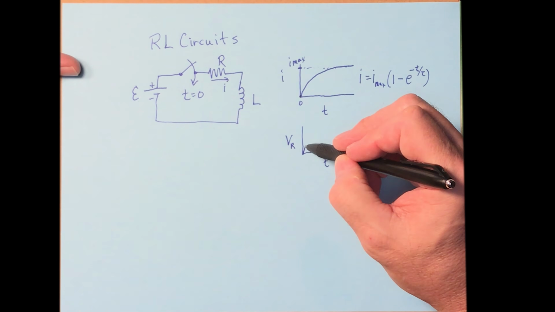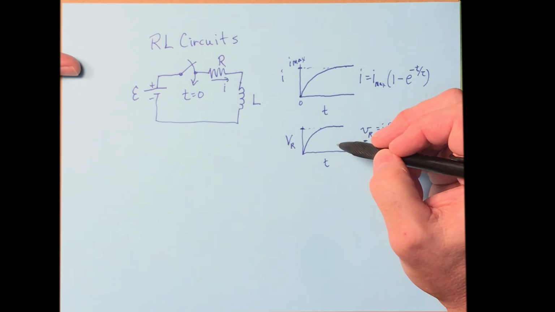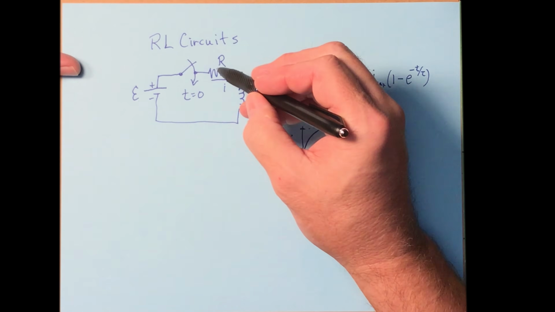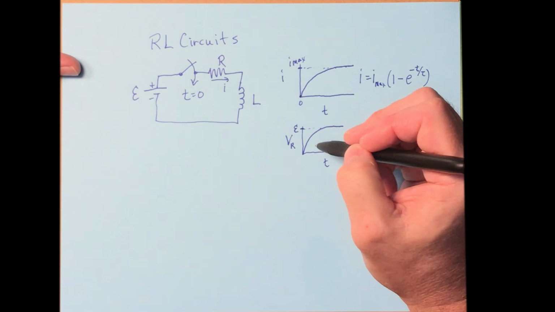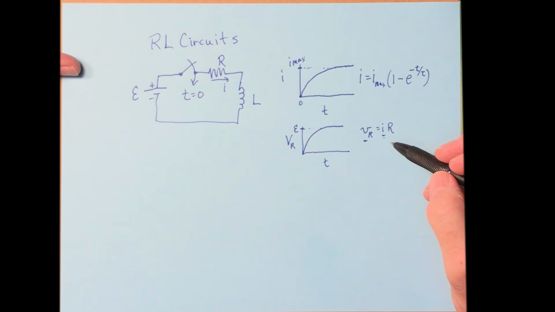So what does that mean? That means it rises up and levels off as well to some maximum value, and that maximum value is going to be E. That's the maximum value that the voltage can be across any of these elements.